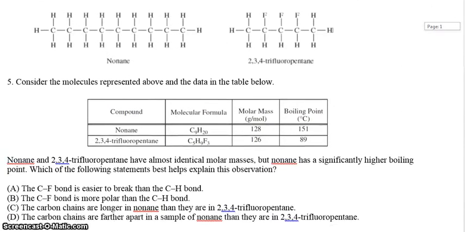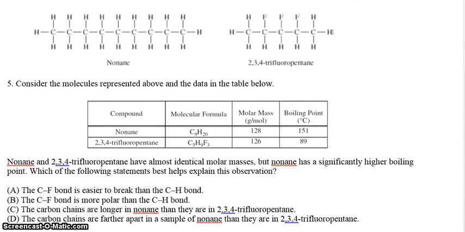number 5, for example, says, consider the molecules represented above and in the table below. So here we have nonane, here we have 2,3,4-trifluoropentane. Notice their boiling points are significantly different. Nonane has a higher boiling point. Now you notice right away that nonane is nonpolar, which means the only forces operational are London dispersion.